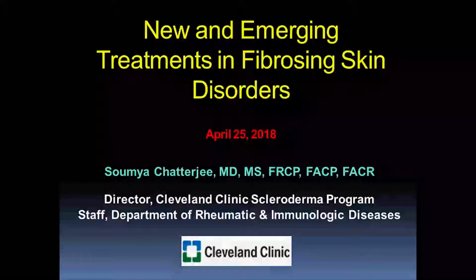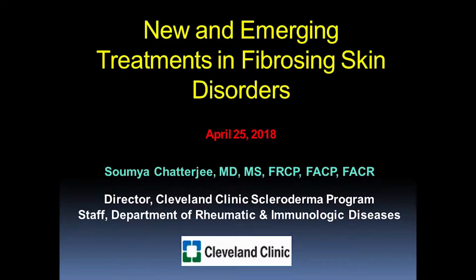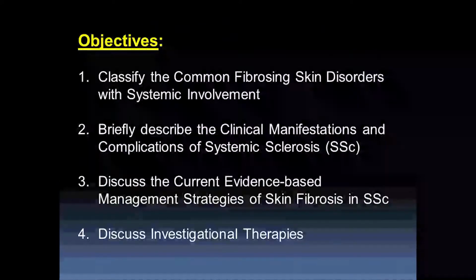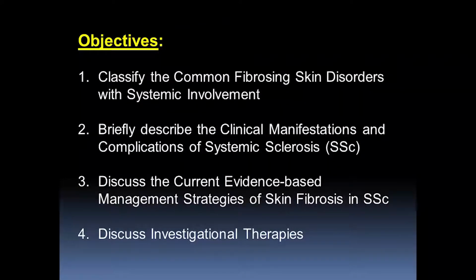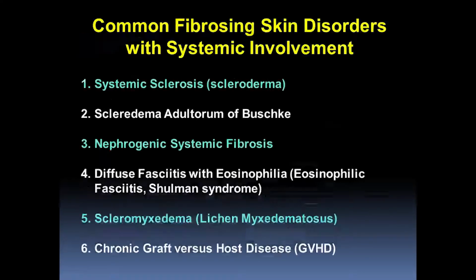The objectives of today's talk will be to classify the common fibrosing skin disorders with systemic involvement. We will briefly describe the clinical manifestations and complications of systemic sclerosis. For time constraints, I will not have time to discuss the other conditions that affect the skin and cause fibrosis. We will discuss the current evidence-based management strategies of skin fibrosis in systemic sclerosis, and we will discuss investigational therapies.